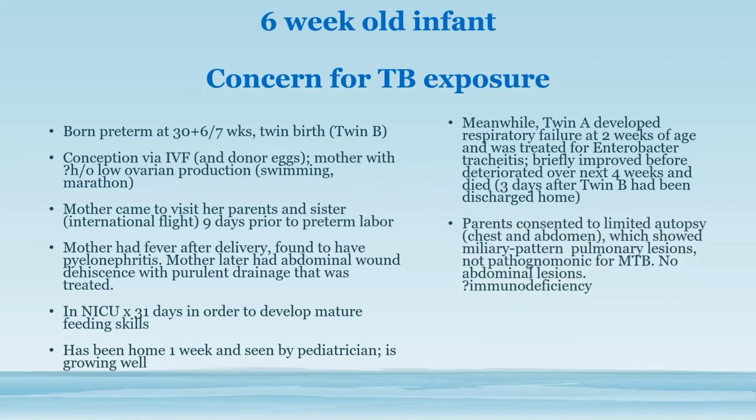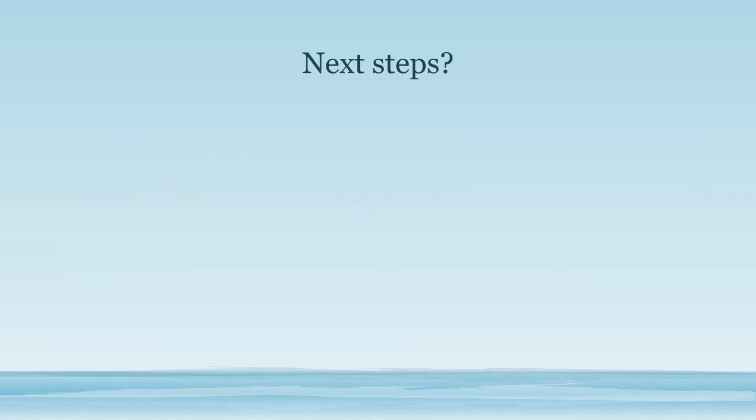The parents had consented to limited autopsy, which involved the chest and abdomen of twin A. And the pathologist noted what appeared to be miliary pattern pulmonary lesions, but these were not pathognomonic for MTB. And there were no abdominal lesions. The pathologist was actually questioning whether there was an immunodeficiency that was present. So this was passed on to the neonatology team, who then contacted the parents and the pediatrician, who got in touch with the health department, who then sent the kid over for us to evaluate.